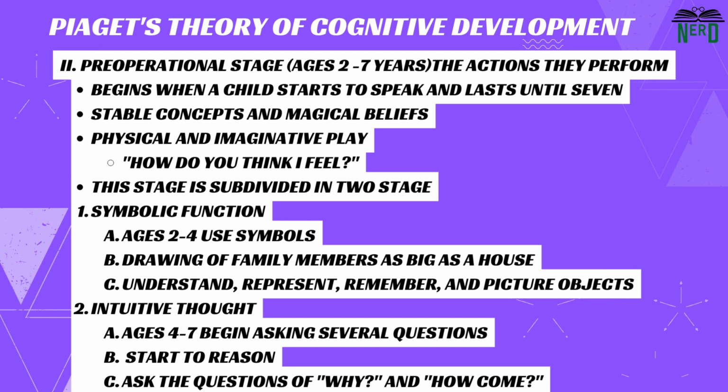Second one is intuitive thought. Children ages 4 to 7 begin asking several questions. Children start to reason and therefore want to know more. In this stage, conversations begin to form. Children tend to ask the questions why and how come. When children are at this stage, they want to understand everything.